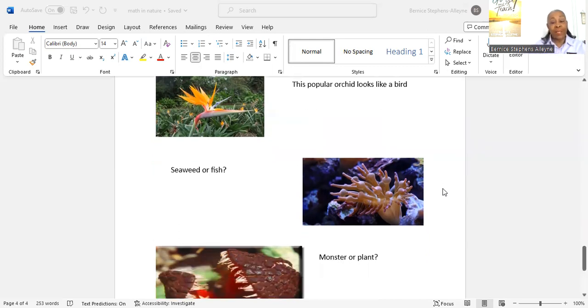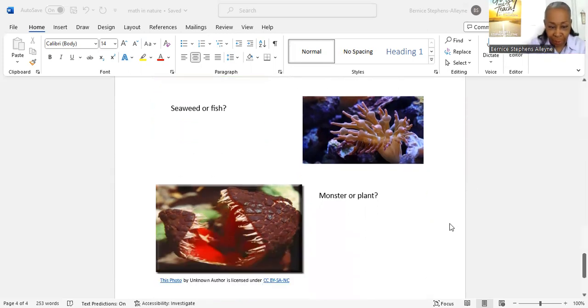Is this seaweed or is it a fish? Again, what shapes do we know in math are combined to create this creature? What shapes? My questions, your answers.